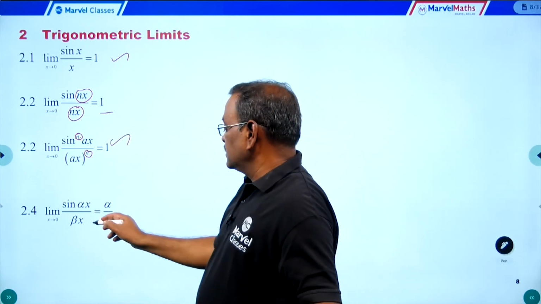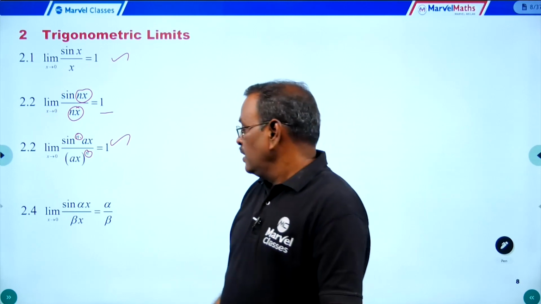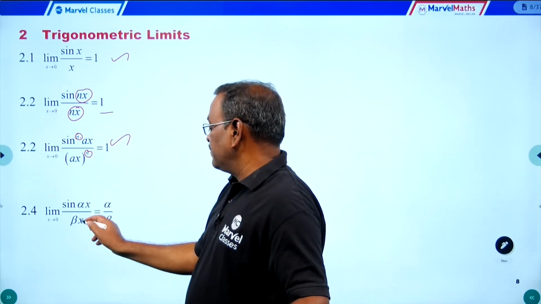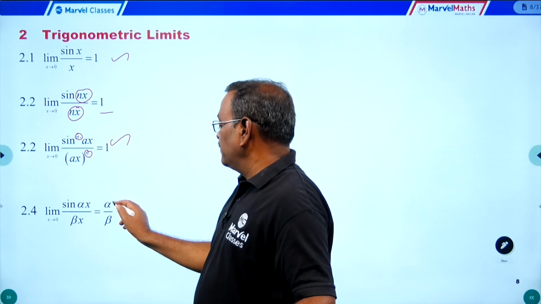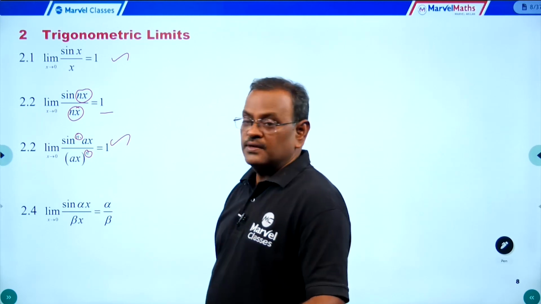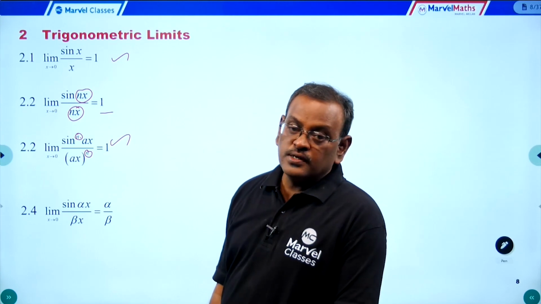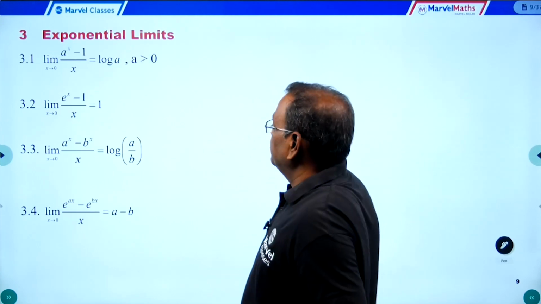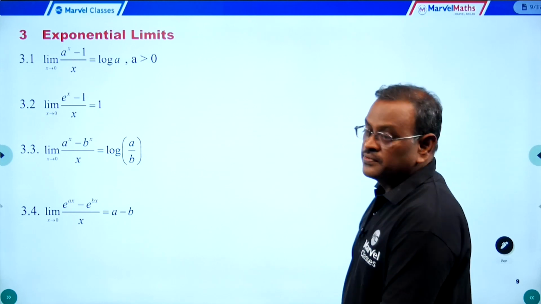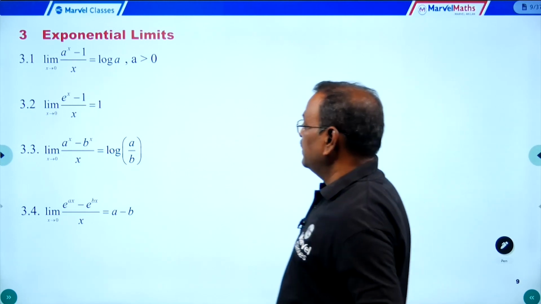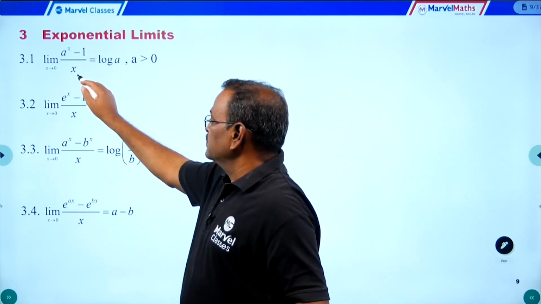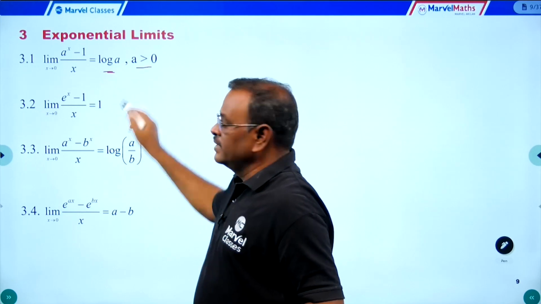And this result is useful for MCQ. Limit x approaches 0, sin alpha x by beta x equals coefficient of x in the numerator by coefficient of x in the denominator. So these are the standard results for trigonometric limits. And type 3, standard formulas for exponential limit. Limit x approaches 0, a power x minus 1 by x equals log a, where a is a positive real number.